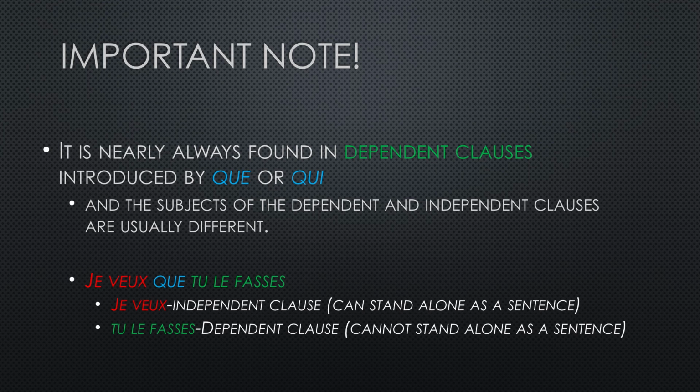If you take the example phrase here, je veux que tu le fasses, je veux is the independent clause, and tu le fasses is the dependent clause. I know it says here that the dependent clause cannot stand alone as a sentence, but technically it could, but it makes a lot more sense when you have it with the je veux. And the que or qui, a lot of times more likely que than qui, is a dead giveaway that, oh, I need to use the subjunctive.